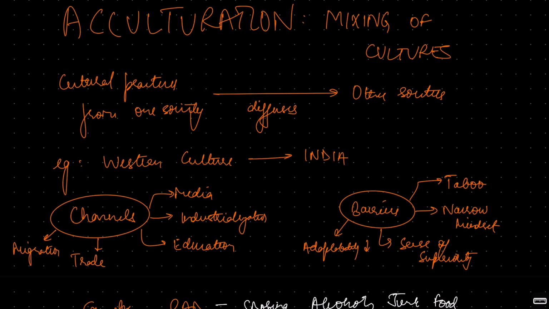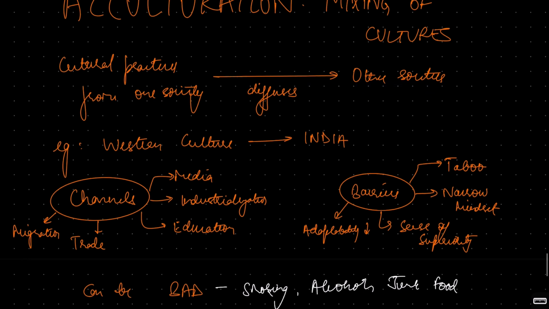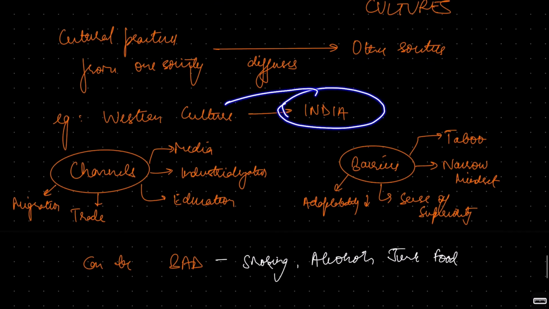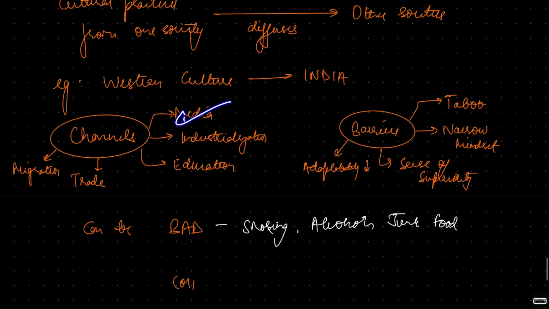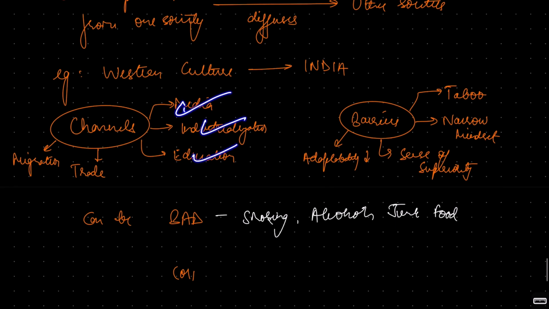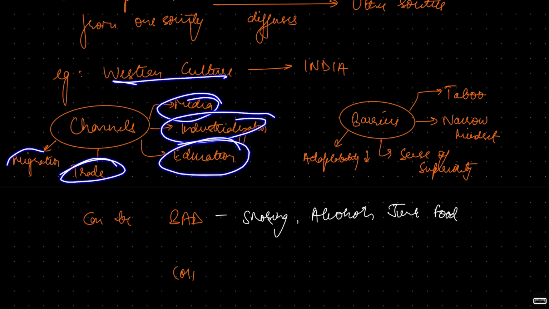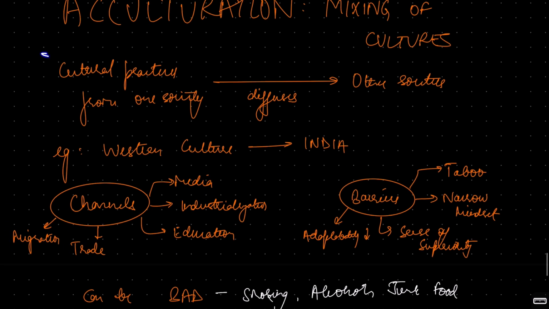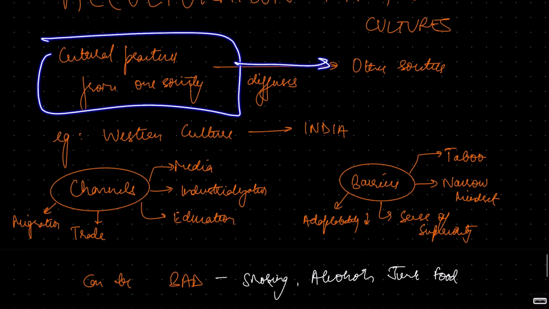Acculturation is basically mixing of cultures. Cultural practices from one society diffuse into other societies. Understood? The best example is how India has adopted a lot of Western cultural practices. How do these cultural practices diffuse? Through various channels: media, industrialization, education, trade and commerce, and migration. So various ways, these Western cultural practices spread, such as in movies, industrialization, education, trade, migration. So in these channels, cultural practices from one society will diffuse into other societies.